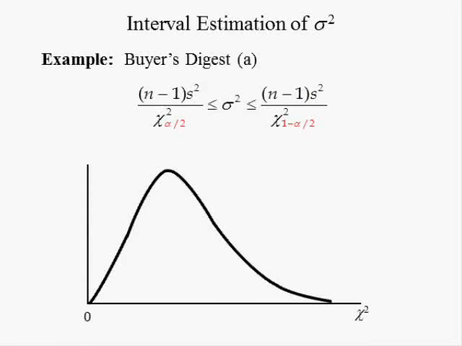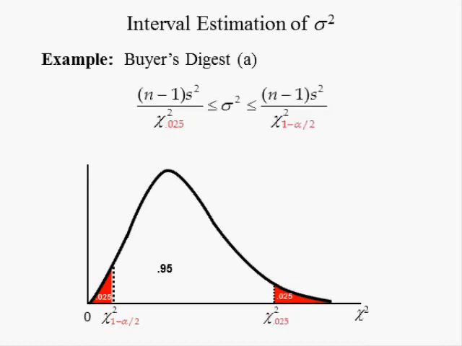Finding the chi-square critical values is the first step in constructing the interval estimate of the population variance sigma squared. Since the confidence level is 0.95, the area of each tail of the confidence interval, the red areas, is equal to alpha divided by 2, which is 0.025. This value, alpha divided by 2, is used to determine the critical values.